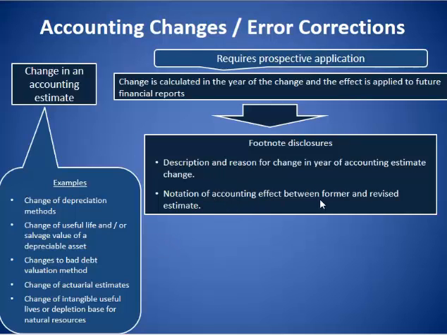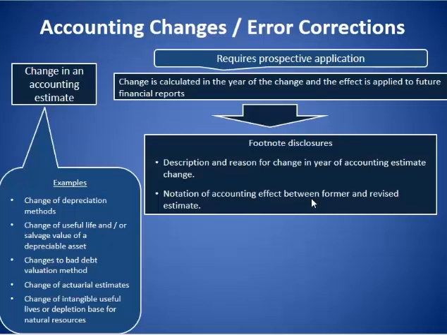We also have a series of footnote disclosures. When we do the change in accounting estimate, they're typically a little simpler than the change in accounting principle, but this would include description and reason for the change in the year of accounting estimate change, and the notation of accounting impact between the former and revised estimate.